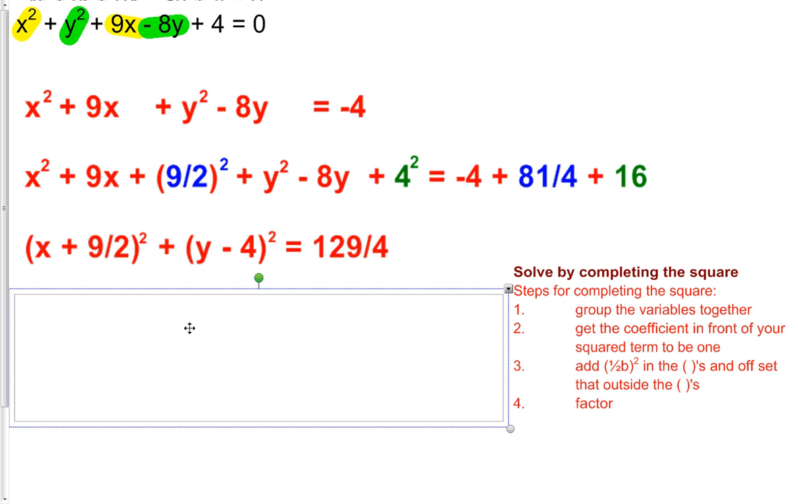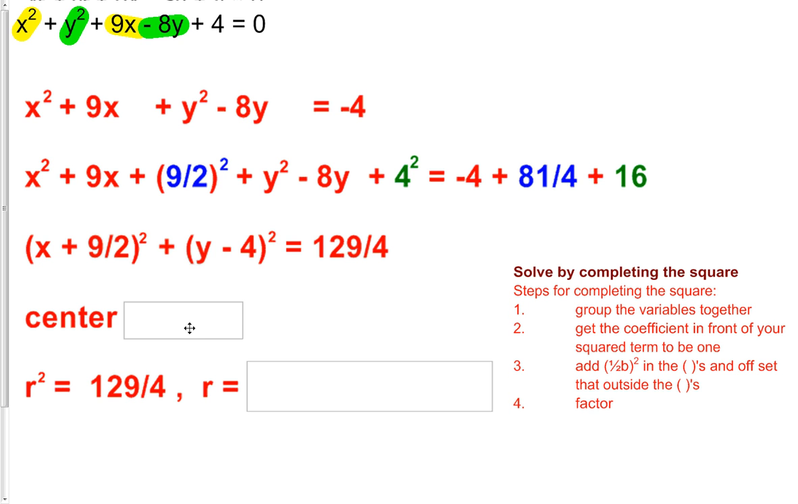So now the step is figuring out what's our center and what's our radius. Our center, we always look at the opposite of what's in the parentheses with the x and the opposite of what's in the parentheses with the y. So let's go ahead and take the opposite of those two. Opposite of positive 9 halves is a negative 9 halves. Opposite of the -4 here is going to be a positive 4. So our center is negative 9 halves, positive 4.